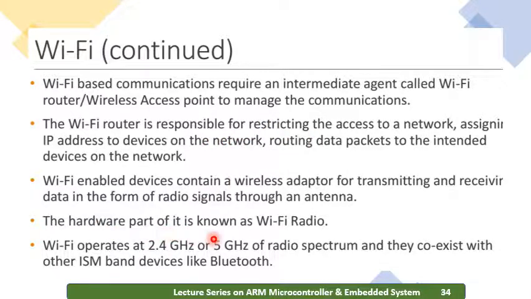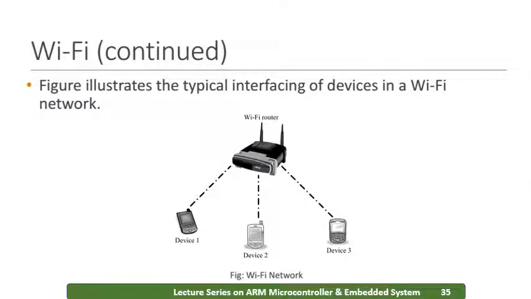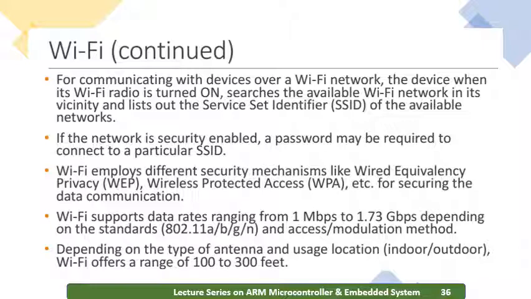And the hardware part of this is known as Wi-Fi radio. Wi-Fi operates at a bandwidth of say 2.4 gigahertz to 5 gigahertz of the radio spectrum. And you can visualize this. We have a Wi-Fi router to which device 1, device 2, device 3 are connected. Again, this is a secure connection using an IP address and a password. The things are connected. It uses a range of up to 100 to 200 feet and operates up to a data rate of 1 Mbps to 1.73 Gbps.